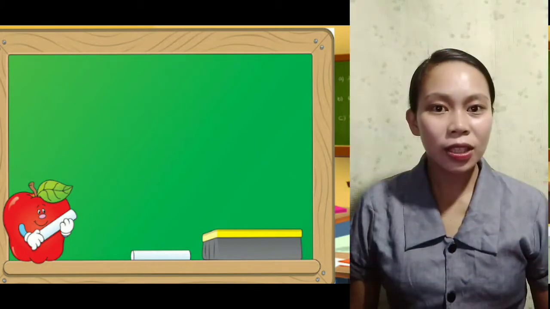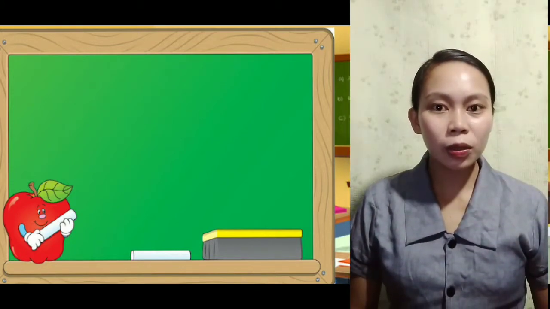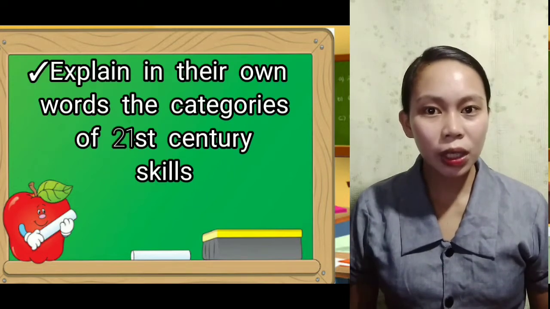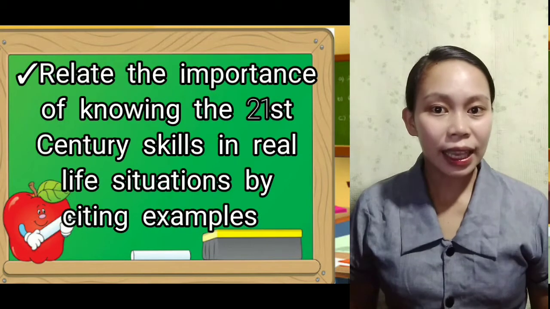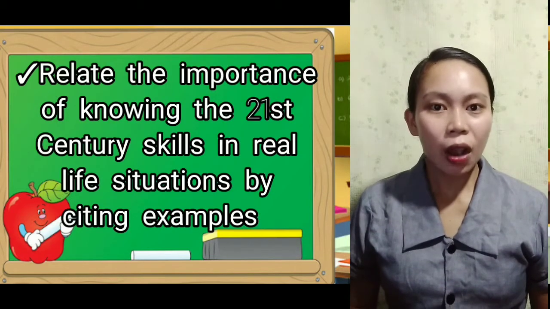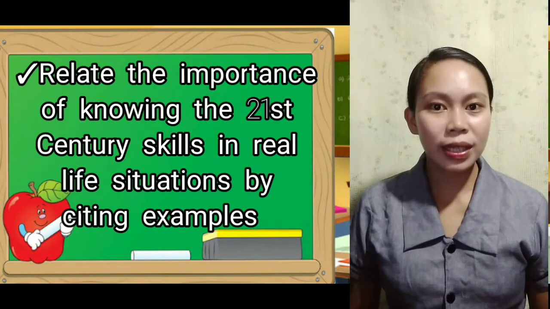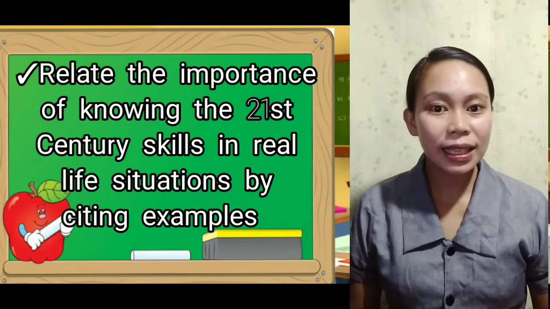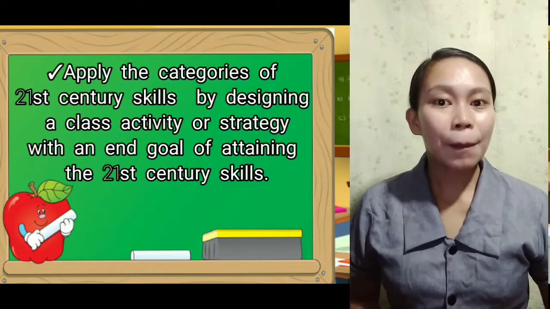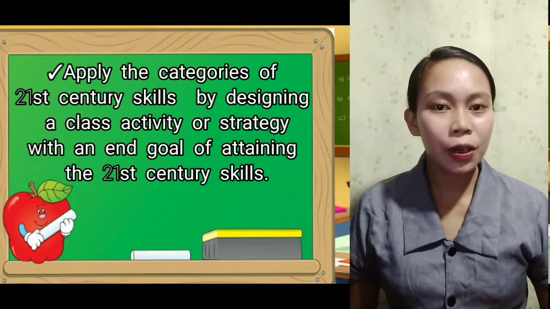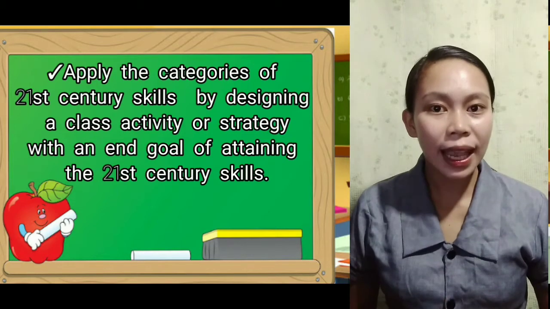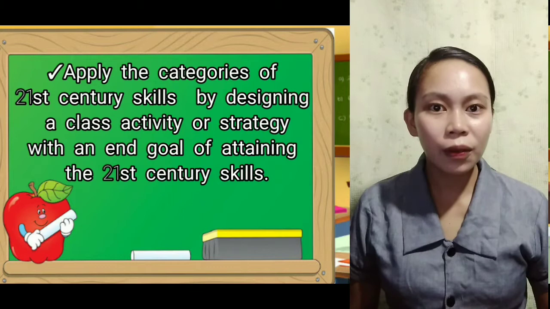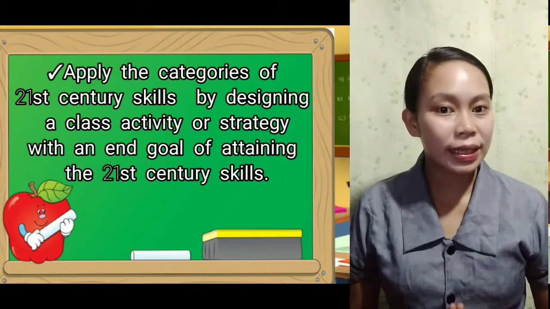At the end of the lesson, the students should be able to, first, explain in their own words the categories of 21st century skills. Second, relate the importance of knowing the 21st century skills categories in real-life situations by citing examples. And third, apply the categories of 21st century skills by designing a class activity or strategy with an end goal of attaining the 21st century skills.